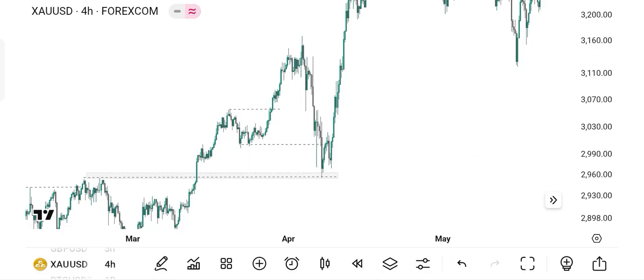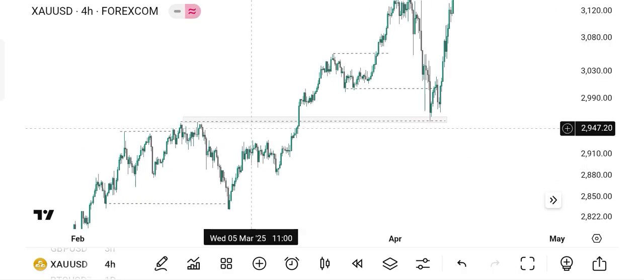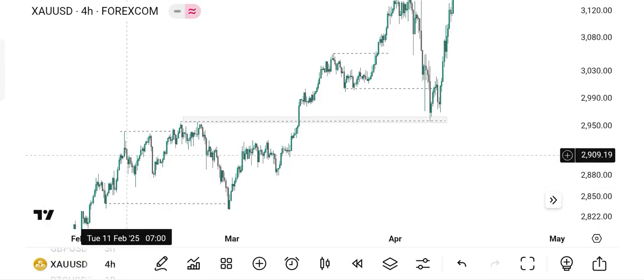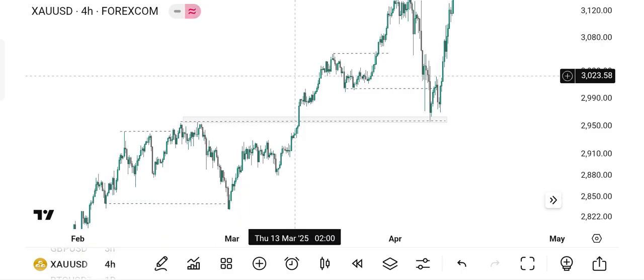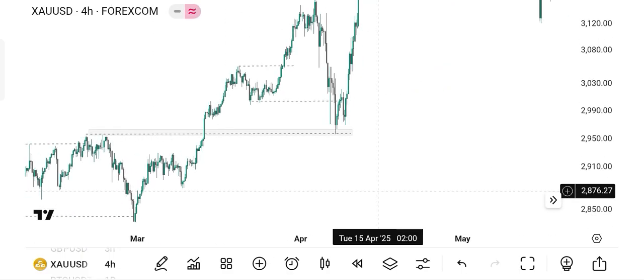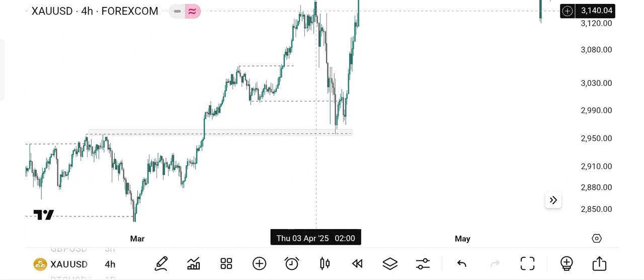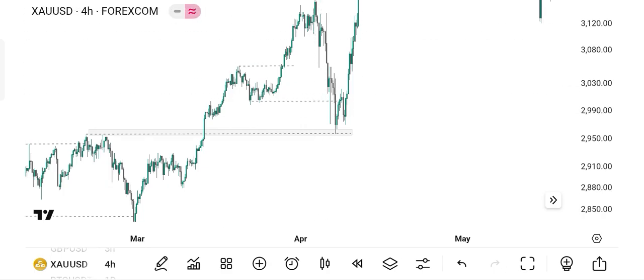First, we have this. If you remember, this is our first valid structure: the break of structure, then price came to take out the internal range liquidity, then bought to the upside. Same thing here. When price came here, price gave us a break, a high, a low, a high, then price came to take out the internal liquidity, then bought to the upside.